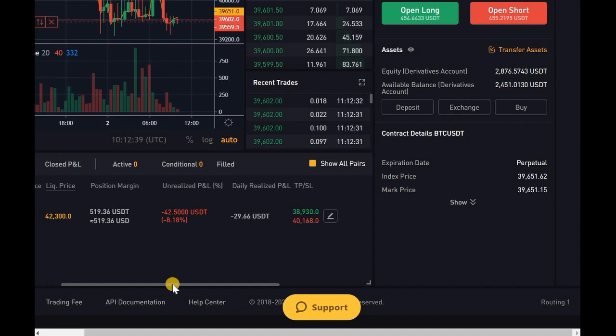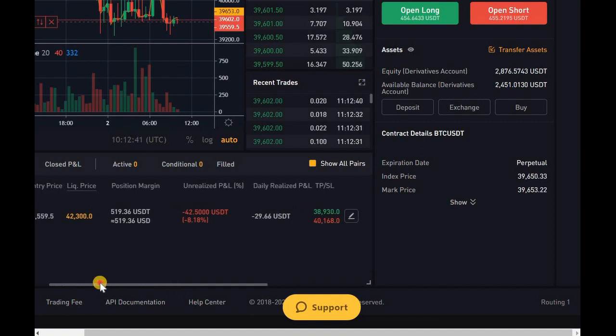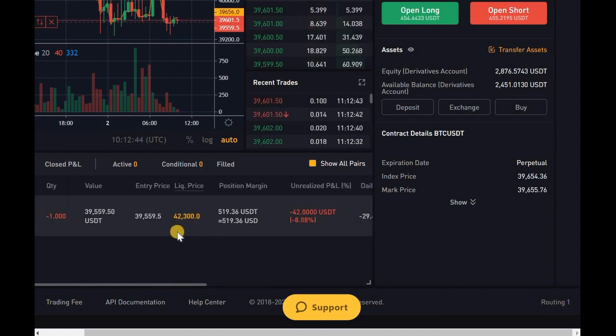So let's take a look at the information about this position. My liquidation price right now is around 42,300. As you can see, I'm shorting 1 Bitcoin. My entry price was 39,559, and as you can see, I am already in the red. So right now we would have to wait and see if I am going to take a loss with this strategy or I am going to profit with this strategy.